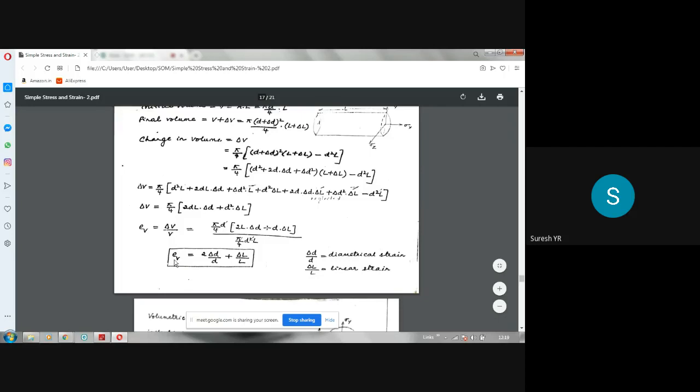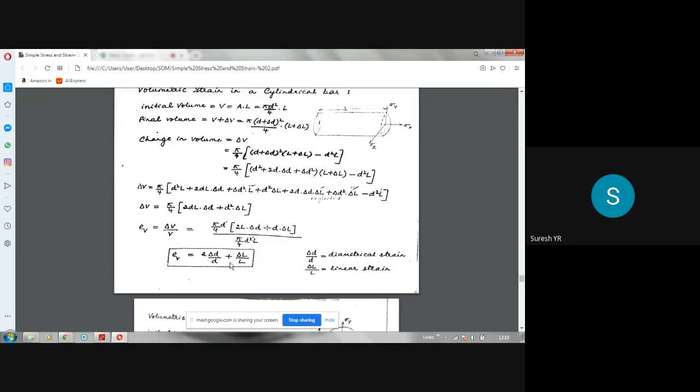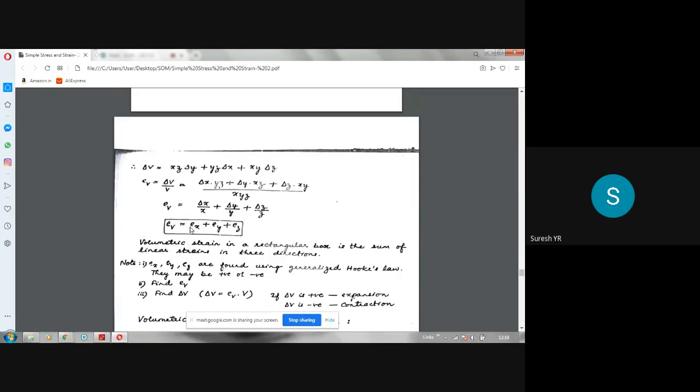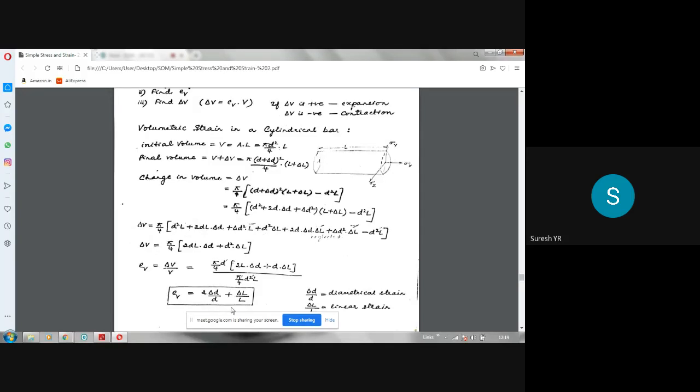So what you can write here, in the case of cylindrical rod, the volumetric strain is equal to linear strain plus 2 times diametrical strain. So they can ask a simple derivation for 4 or 5 marks. They can ask this question. So you have to remember this formula if they give a problem. So for rectangular rod, volumetric strain is this, Ex plus Ey plus Ez. For cylindrical rod, it is this, because only diameter will be there.